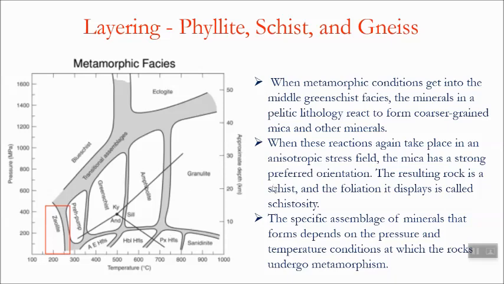This kind of rock is termed schist, and the foliation thus developed in this rock is termed schistosity. And the exact mineral assemblages in this schist depend on the exact pressure temperature condition at which these schist rocks are formed.